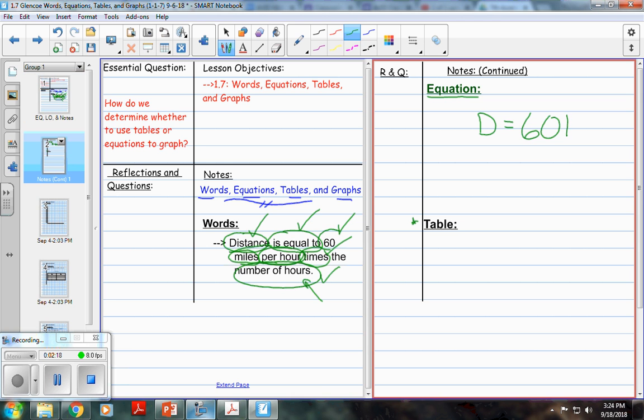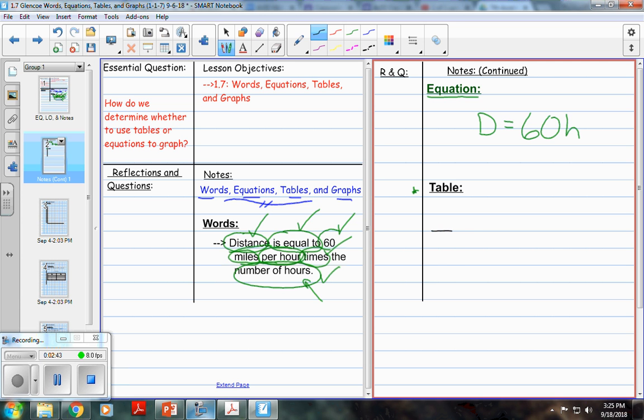We actually have an equation now with two variables. How many of you think you could have created that equation? D equals 60h. Distance is equal to 60 miles per hour times hours. Awesome. So we created this equation. Now our next task is to try and see what this equation creates. And the easiest way to do that is going to be in our table format.